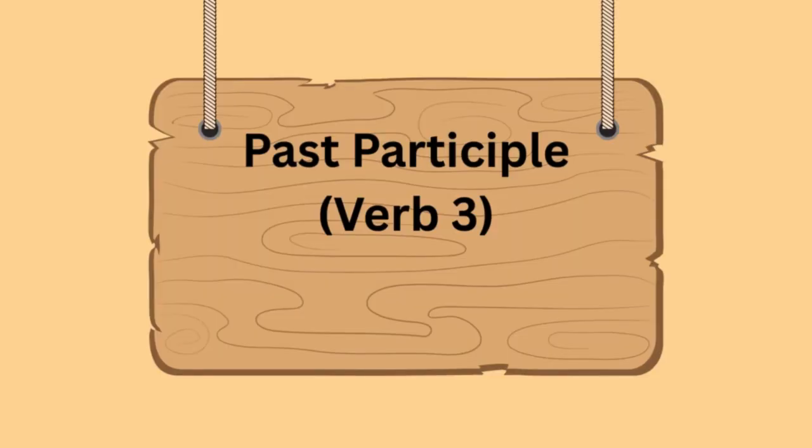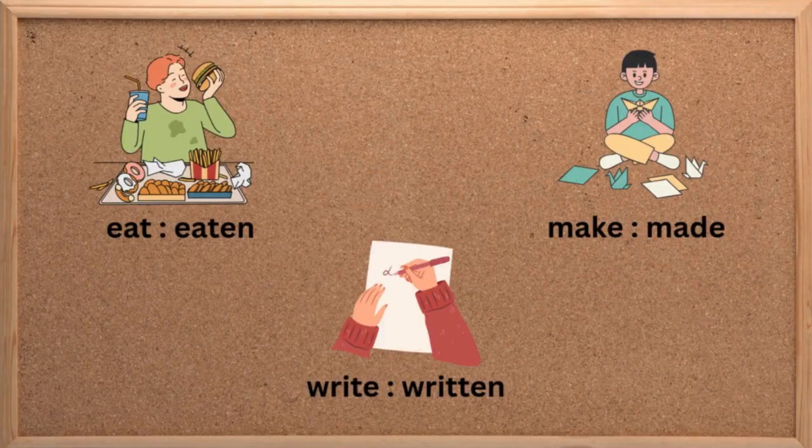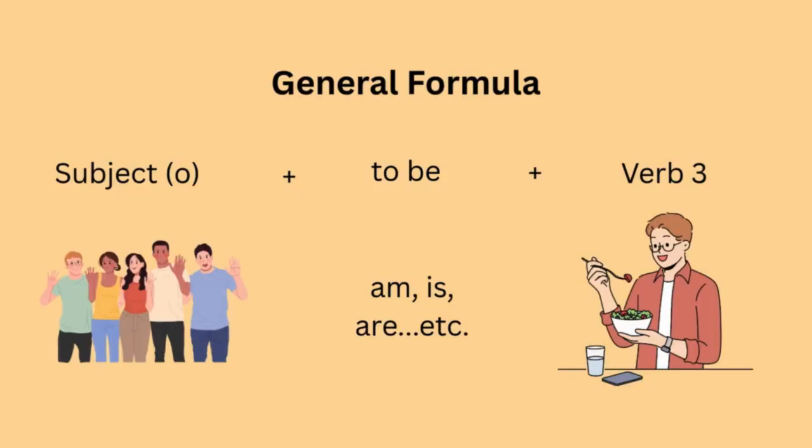And then the second one is past participle or verb 3. This is the third form of the verb. If you know your irregular verbs, you're all set. For example, eat becomes eaten, make becomes made, and write becomes written. So the general formula is the subject, or the object from the active sentence, plus to be conjugated, plus verb 3 or past participle.